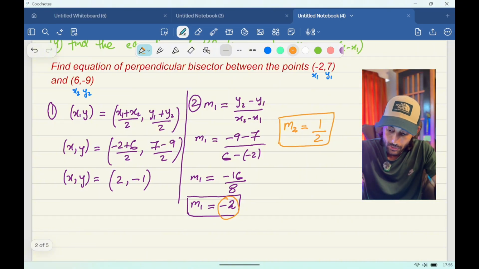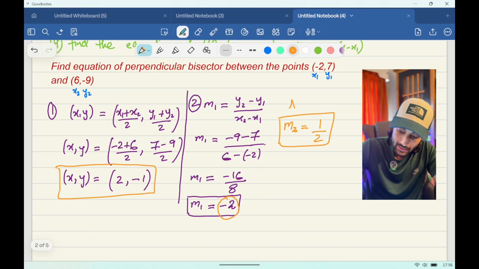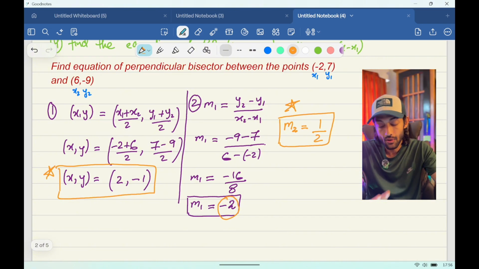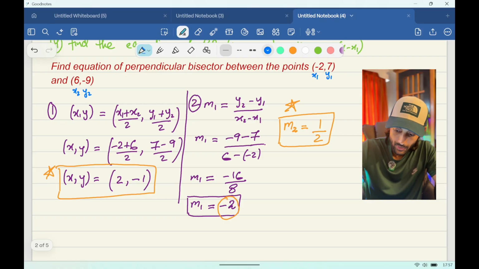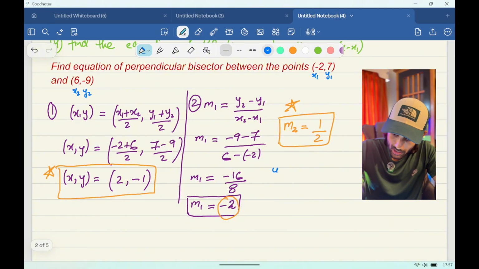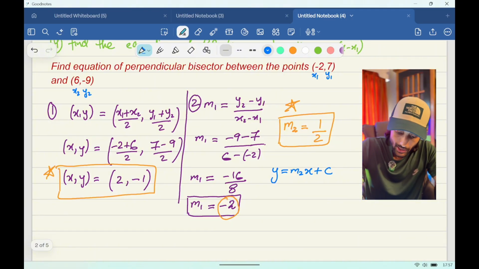So the concept is really simple. You have this M2, you have this midpoint. Now by using this slope M2 and this midpoint, we will easily find out the equation of the perpendicular bisector, which is really simple. The way you will do it is extremely easy. You will just apply y is equal to m2x plus c, and then in place of y and x you will substitute the values of your midpoint. So this is my value of y, this is my value of x.